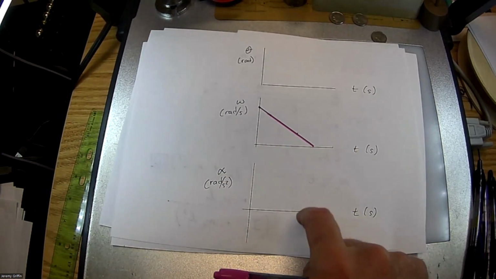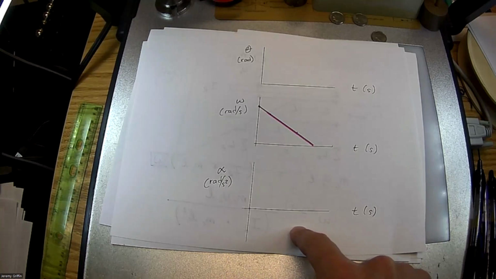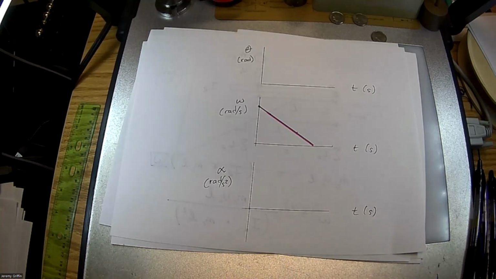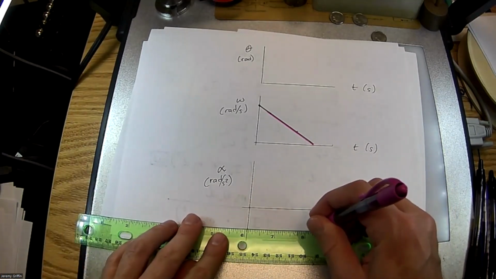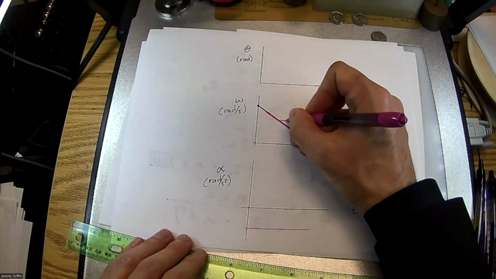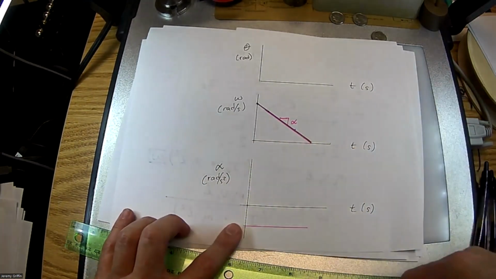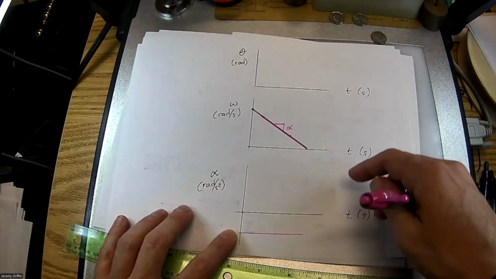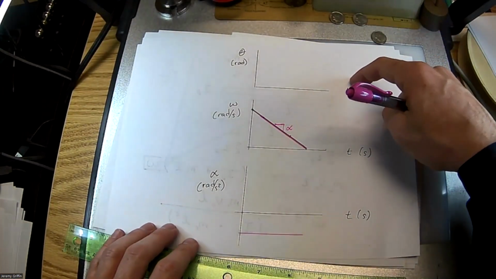So what does alpha versus t look like? Yeah, a straight line, it's negative, right? The slope of omega versus t is the coordinate of alpha versus t. It's negative and it's constant, right? Okay. And finally, the tricky one, theta versus t. What does that look like?